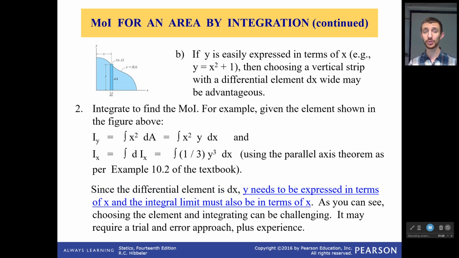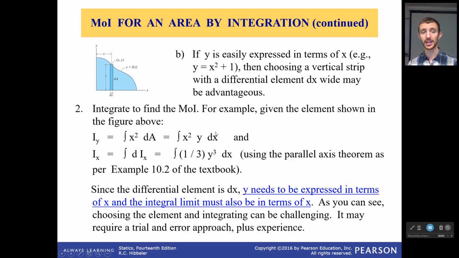And the second step is going to be to integrate to find the moment of inertia. For example, given the element shown in the figure above, right here, our moment of inertia around the y-axis will be equal to the integral of x squared dA. Moment of inertia around the x-axis is going to be taken from the parallel axis theorem, actually, so we're not going to worry about that right now. Just forget that one. But we'll look at this one right here. So x squared dA. And what is our element dA? Well, it's going to be y, because it's around the y-axis, so we want an element that is parallel to that, y times the base, which is dx.